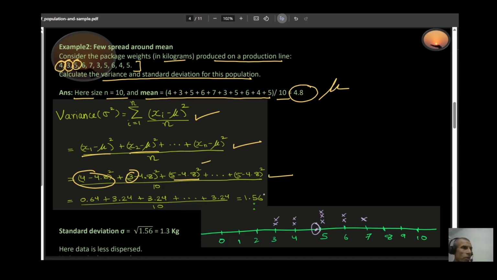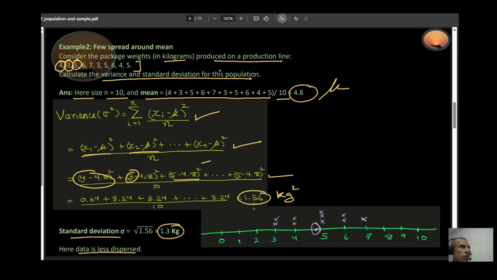At the end, your answer would be 1.56. So in this case, it's going to be 1.56 kilogram squared. Calculate your standard deviation, and the answer is 1.3 kilograms. And you can see in this case, the data is less dispersed.